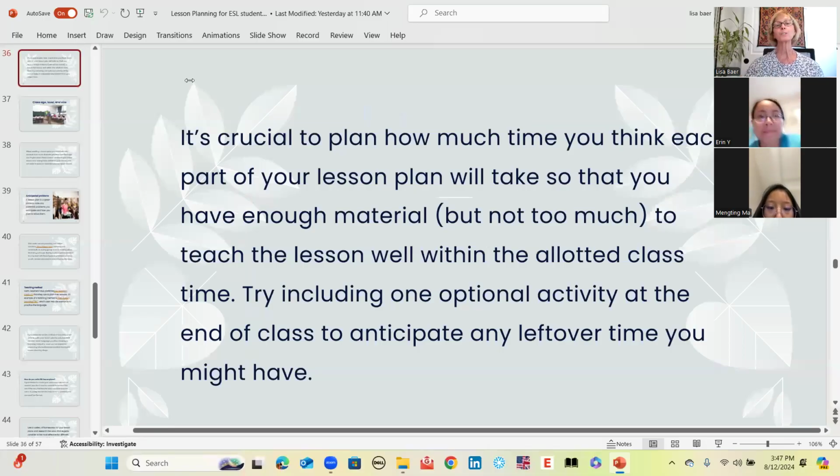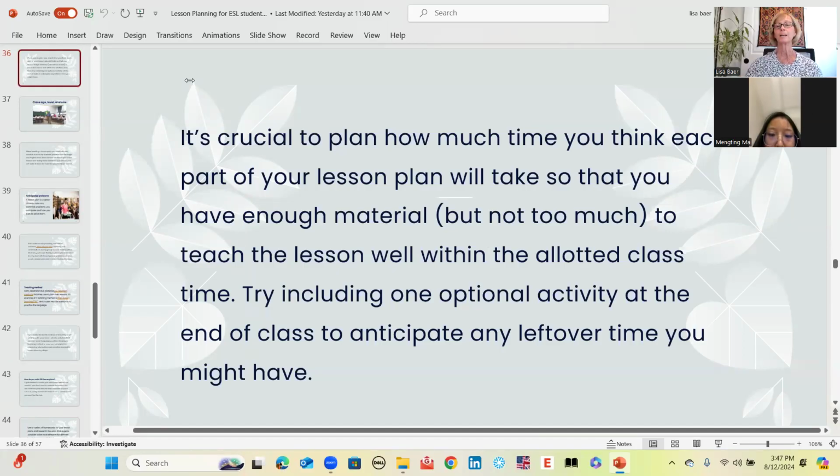So it's crucial to plan how much time you think each part of your lesson plan will take, so that you have enough material, not too much. I mean, you can have too much. There's nothing wrong with having too much. You don't have to use it, but to teach the lesson well within the allotted class time. Try including one optional activity at the end of the class to anticipate any leftover time you might have.